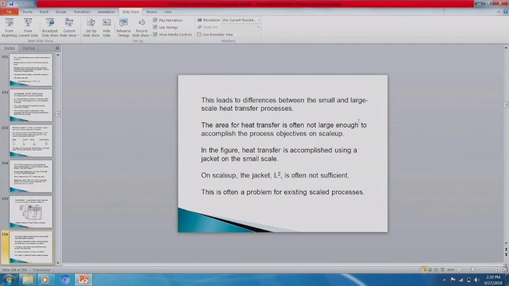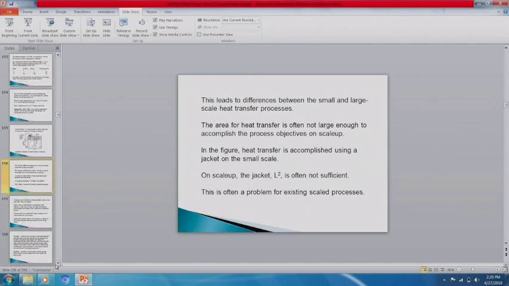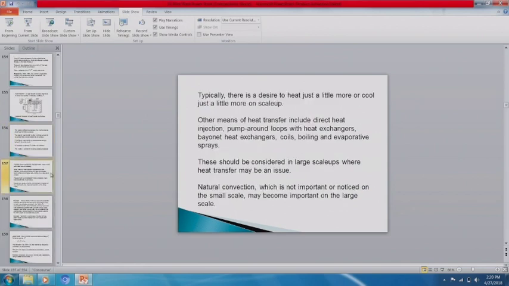The area of heat transfer is not large enough to accomplish the process objectives. Heat transfer is accomplished by using a jacket on the small scale. This problem often exists in scaled processes. Typically, if you ever get into this area, you have a desire to heat just a little bit more or cool just a little bit more. This means heat transfer included direct heat transfer, direct heat injection. This is probably one of the best ways of solving the problem.